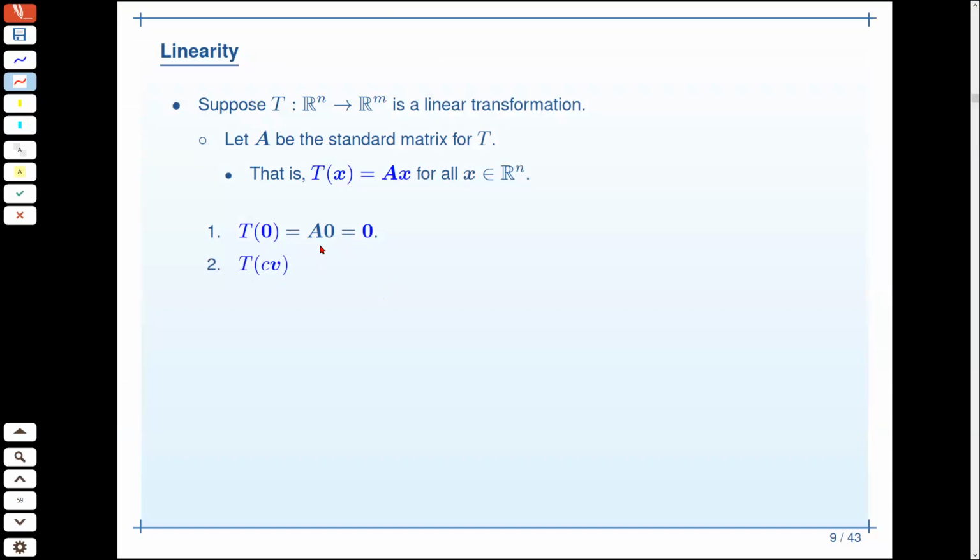Now, how about the scalar multiplication? T of the linear transformation applying to cv. By definition, this is A times cv, and this c we can bring outside, which is c times Av. Well, Av is just T of v. So what does that mean? It means that for the linear transformation, we can bring the scalar outside.